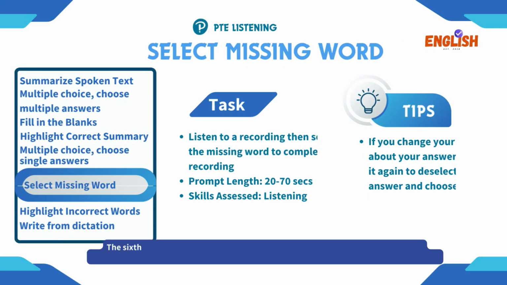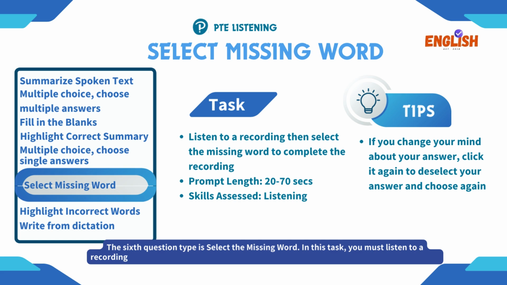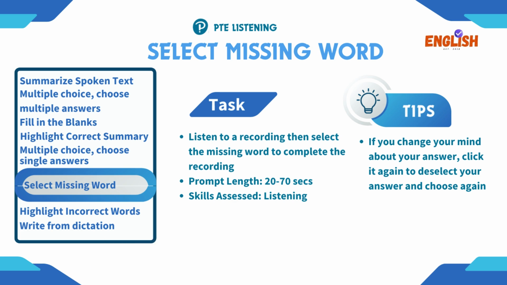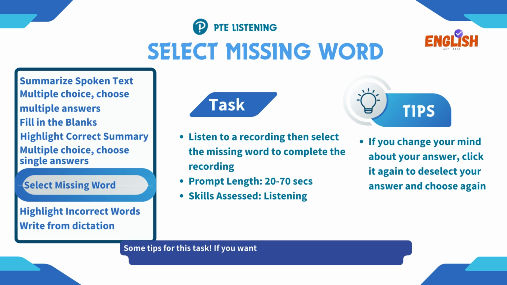The sixth question type is select the missing word. In this task, you must listen to a recording, then select the missing word to complete it. The prompt length is 20 to 70 seconds. Some tips for this task. If you want to change your answer, click it again to deselect your answer and choose again. Make use of your time wisely.